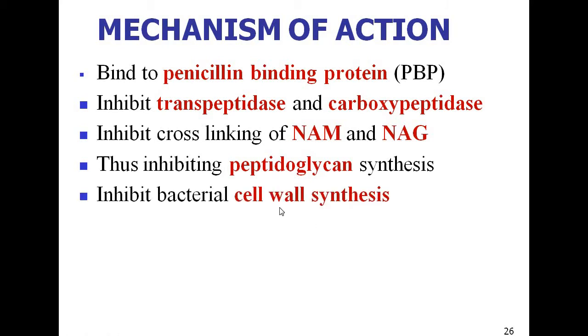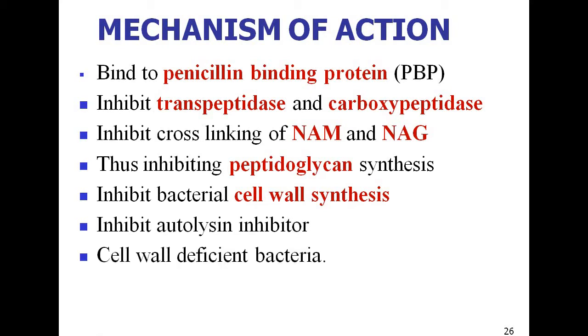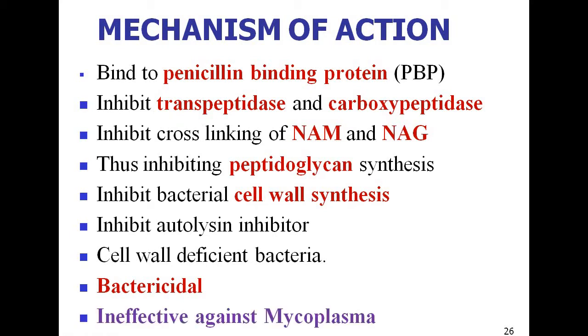Therefore, bacterial cell wall synthesis is inhibited, and there is also inhibition of bacterial autolysin. So the bacteria which are thus formed are deficient in cell wall, resulting in increased intracellular osmotic pressure. The bacteria rupture, burst and die. So like the penicillins, cephalosporins are bactericidal. Since mycoplasma do not have a cell wall, cephalosporins are ineffective against mycoplasma.